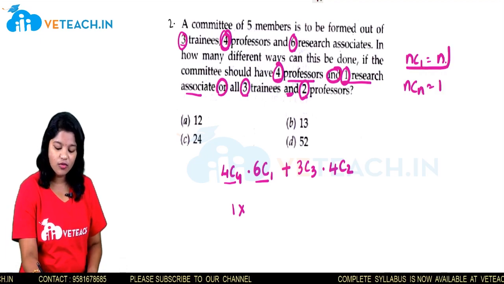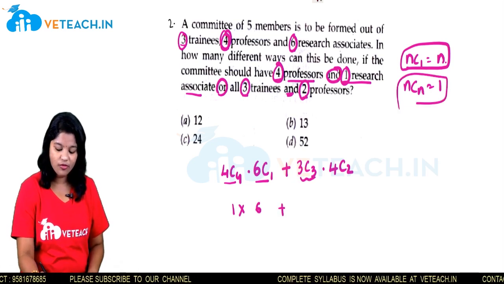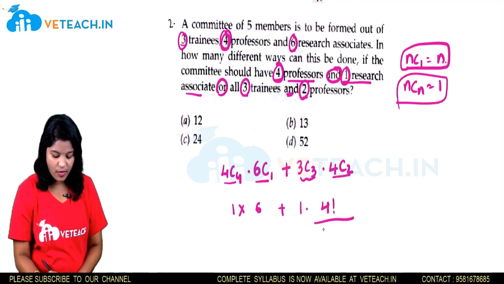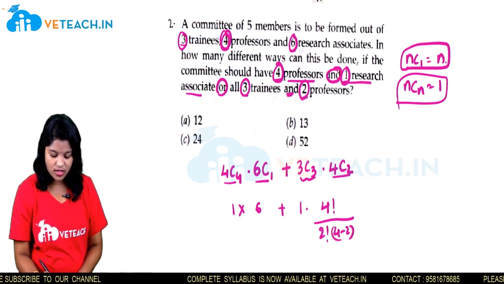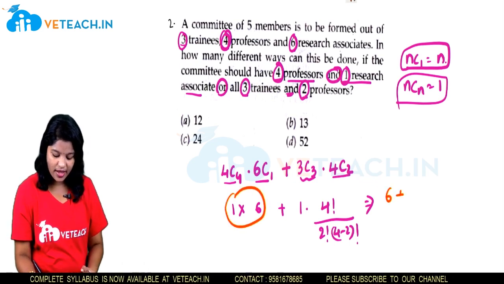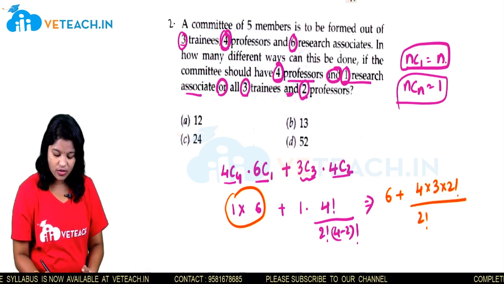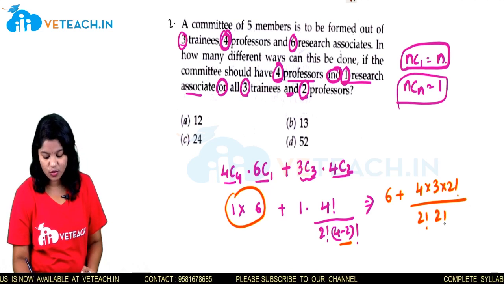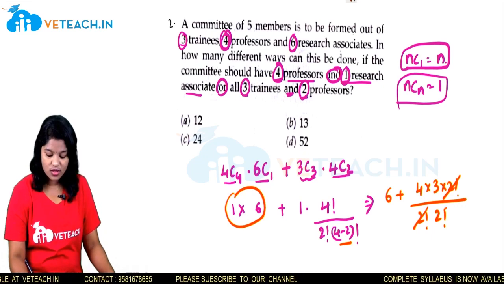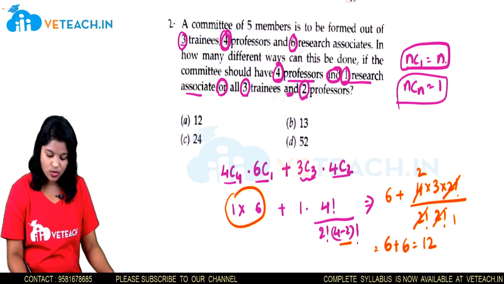So here 6C1 is of the form of nC1, so the answer is 6 plus 3C3, nCn formula, so it is 1 into 4C2, that is nothing but 4 factorial by 2 factorial into 4 minus 2 factorial. So this is equal to 1 into 6, 6 plus 4 into 3 into 2 factorial divided by 2 factorial into 4 minus 2, it is nothing but 2 factorial. 2 factorial gets cancelled. 2 factorial is nothing but 2. So 1 time, 2 times. So we are getting 6 plus 6, that is equal to 12.